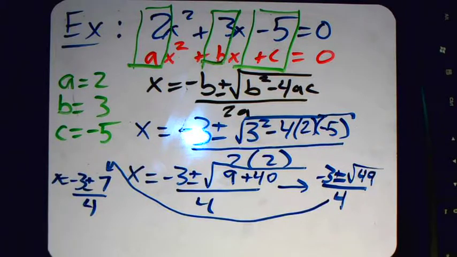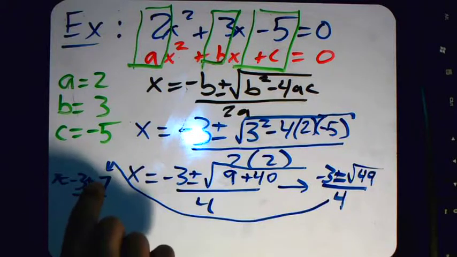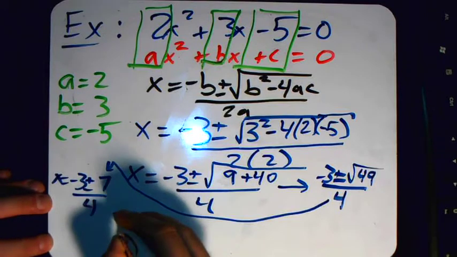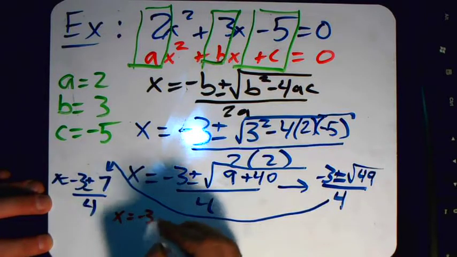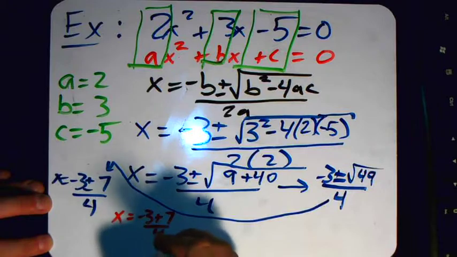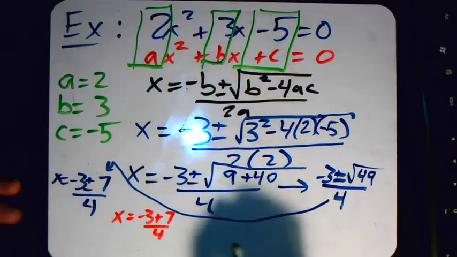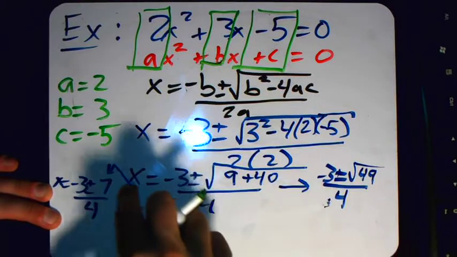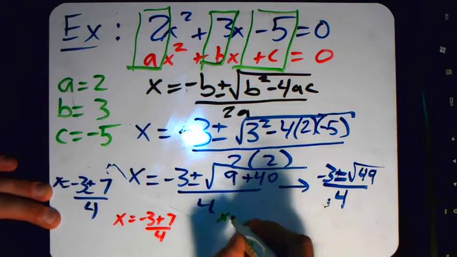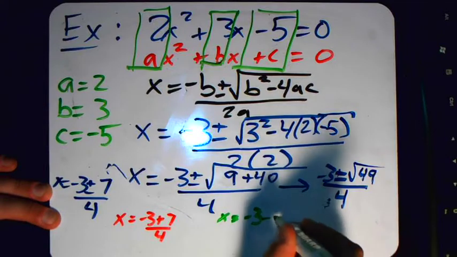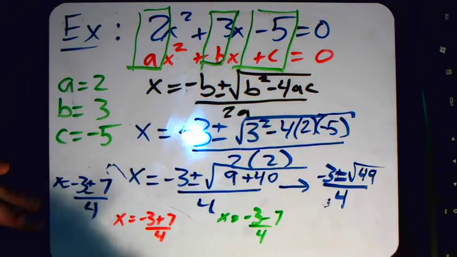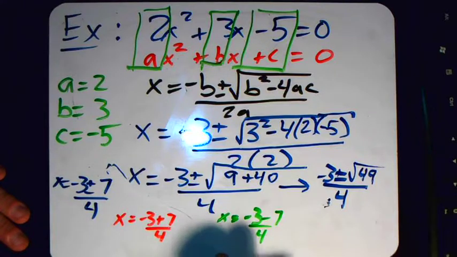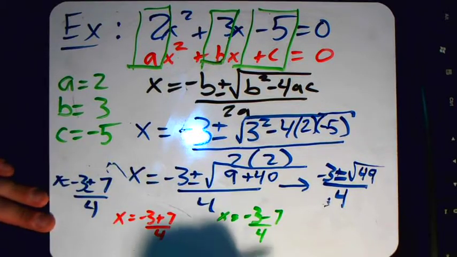And this is where we are going to split it up into two different equations, since we have one as a plus and another as a minus. The first one I'm going to look at is x equals negative 3 plus 7 divided by 4. And the other one I want to look at is x equals negative 3 minus 7 divided by 4. It's the exact same numbers in our equation, however one of them is plus and the other one is minus.